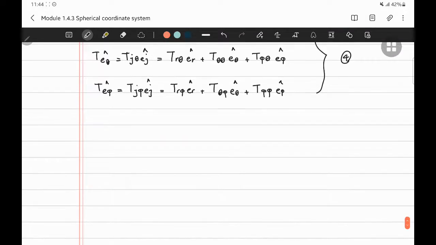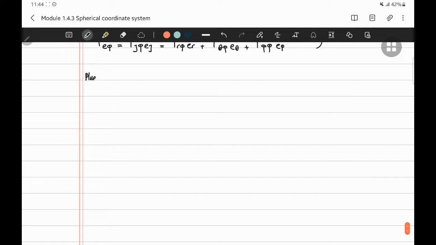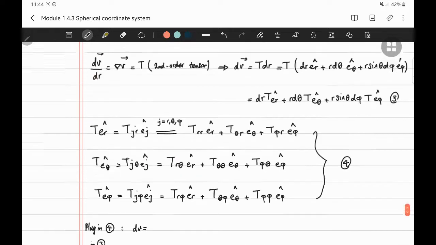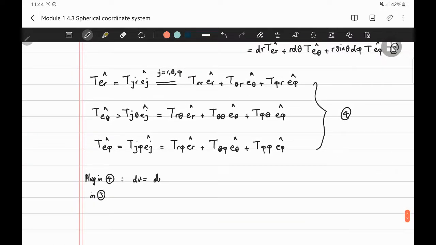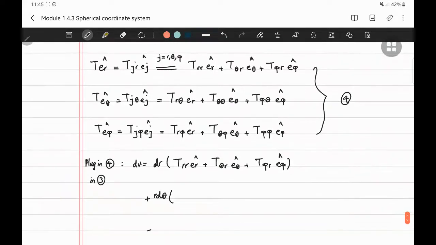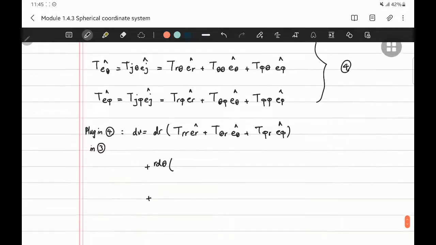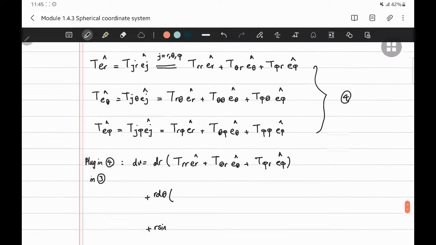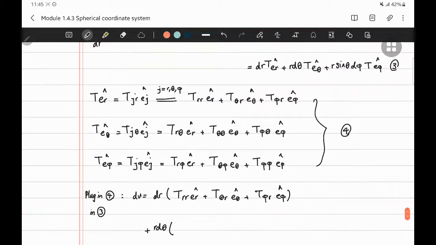So if I plug in 4 in 3, I would get dv equal to dr times this T_rr e_r plus T_r theta e_theta plus T_r phi e_phi, and then I have r d theta times this T e_theta here, plus r sine theta d phi times this T e_phi, which is here.